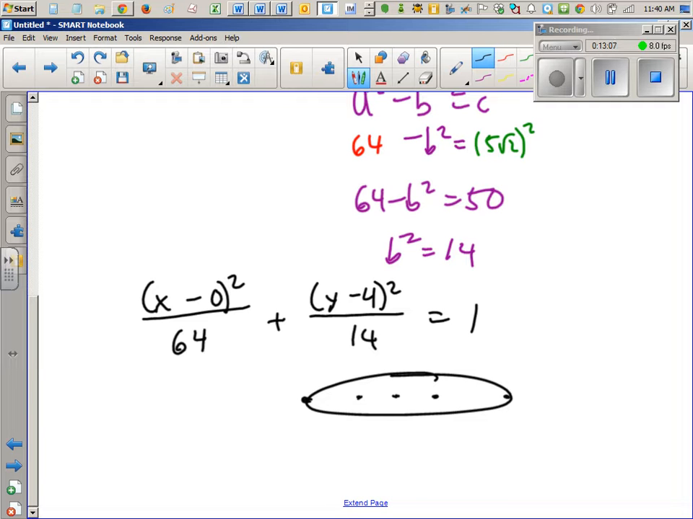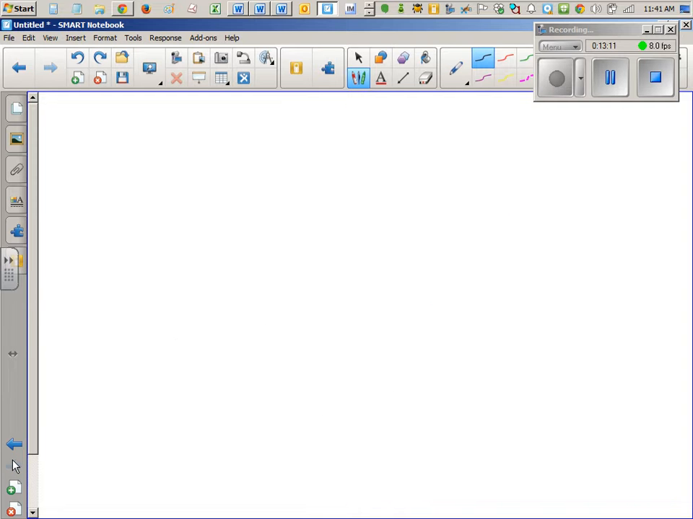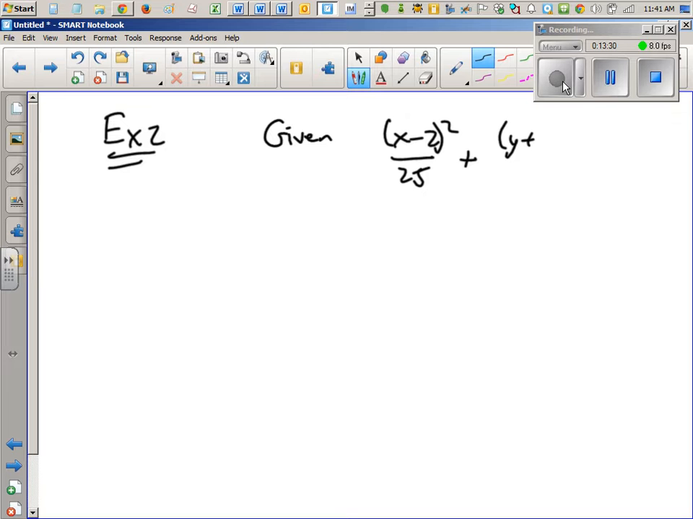Okay, any questions on that one? So you mostly solve it yourself that way. Let's look at another one. Let me find my next example here. Okay, so for our next example, I guess this is example 2. You're going to be given x minus 2 squared over 25 plus y plus 6 squared over 20 equals 1.